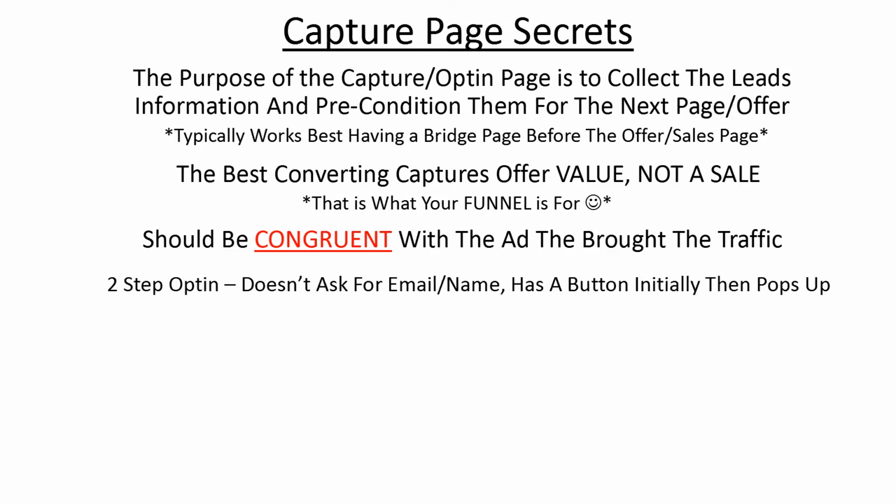Two-step opt-in. Doesn't ask for email and name right on the page. Usually has a button. So when they click the button, then the email pops up. This will get you higher conversions, because when they click the button, they make what's called a micro decision. They make a micro yes that says, hey, I agree to move forward with you. So then when that pops up after, once they've already said yes, it's easier for them to say yes again. So always use a two-step. Don't put the email right on the page.